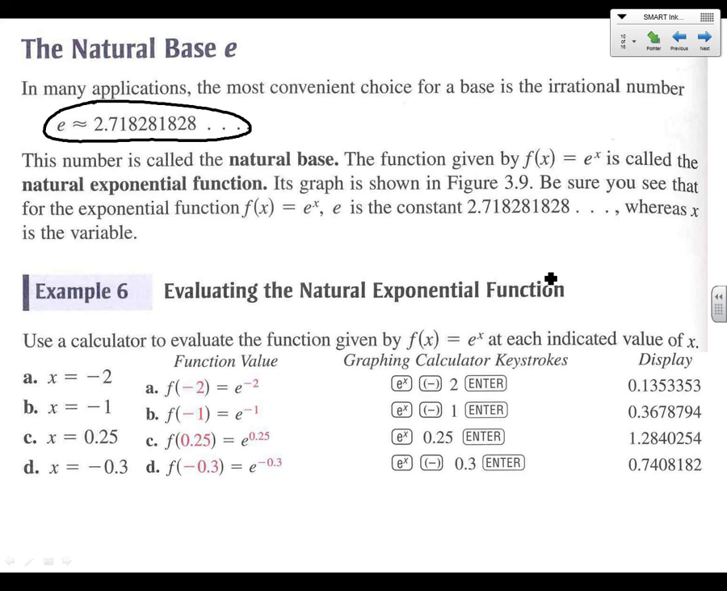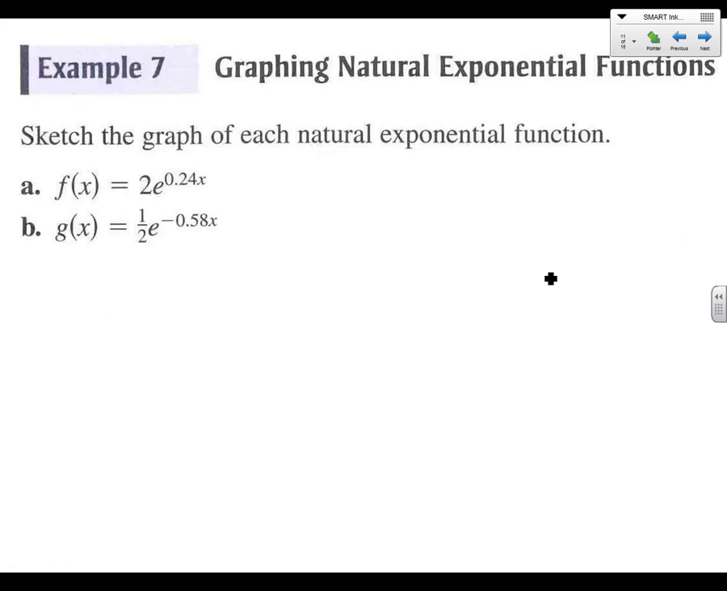Alright, so anytime you see e to the x, we're using our natural base. You've probably heard of the natural log, which we'll deal with in the next chapter. But just a reminder here of how to plug this into your calculator. If we have e to the negative 2, use these keystrokes to plug it in, and you will get this answer, 0.1353353. So, knowing that, let's sketch the graphs of some exponential functions.